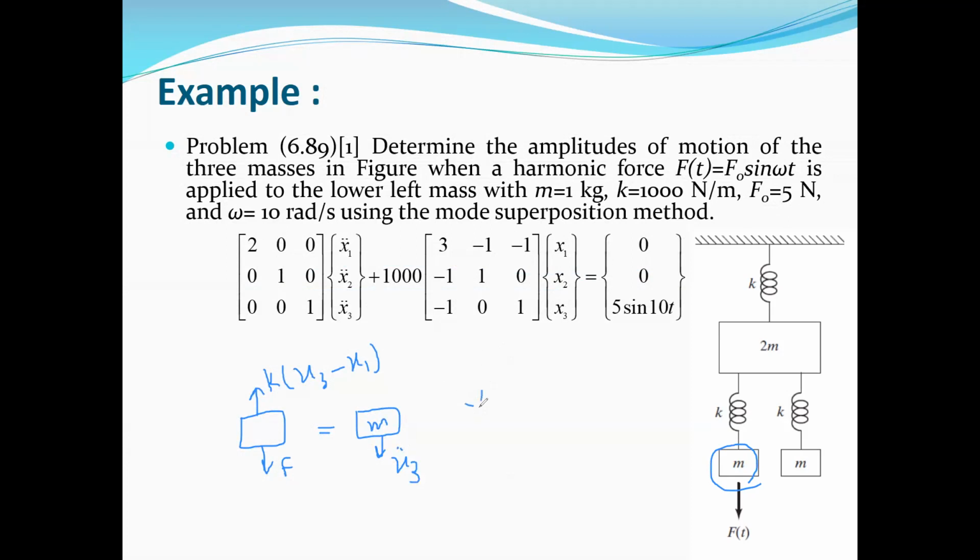We will have minus k times x3 minus x1 plus F is equal to m x3 double dot. And again, if you move this term to the right side of the equation, it will be m x3 double dot plus k x3 minus k x1 is equal to F, and F is F naught sine omega t.